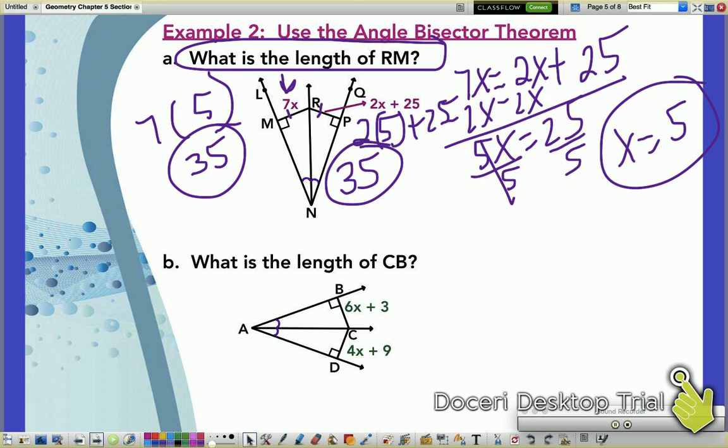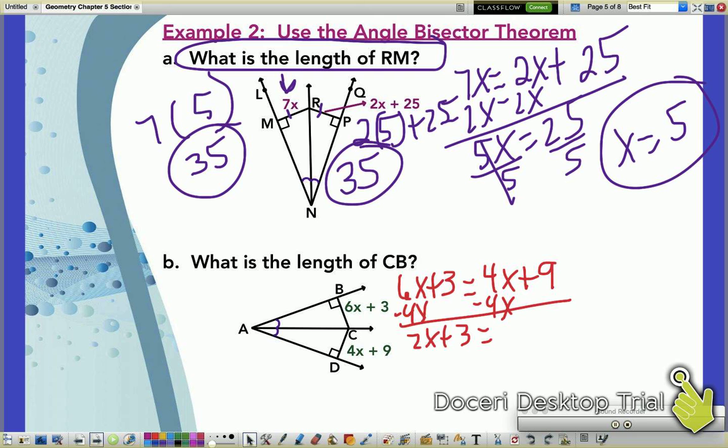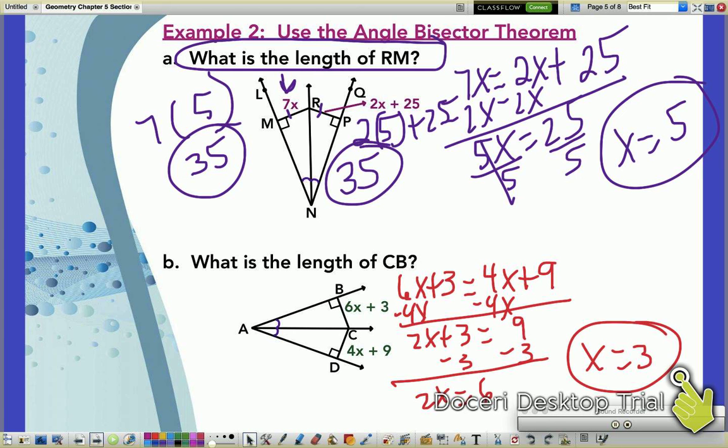Same thing here. 6x plus 3 equals 4x plus 9, minus 4x. 2x plus 3 equals 9, minus 3. 2x equals 6. So x is 3. CB would be this. So 6 times 3 plus 3, 18 plus 3 is 21.